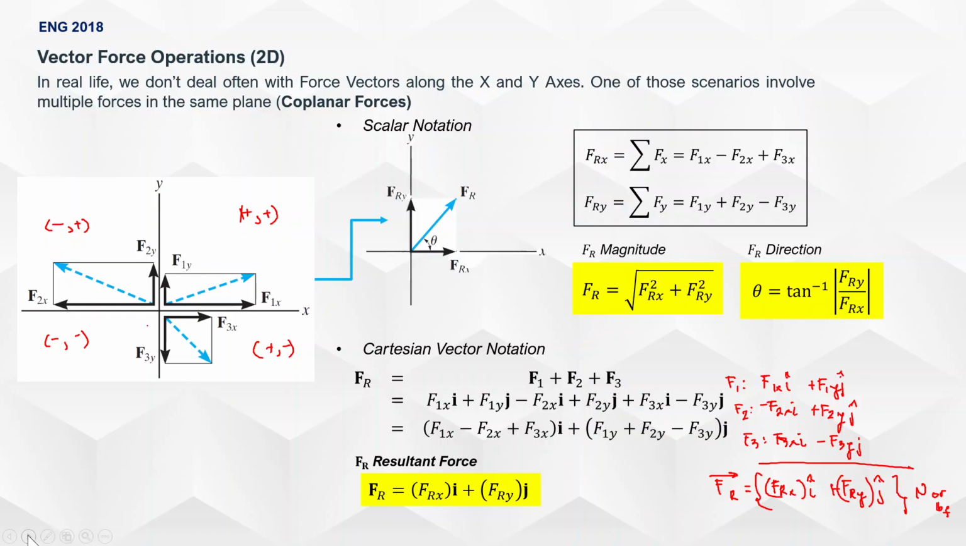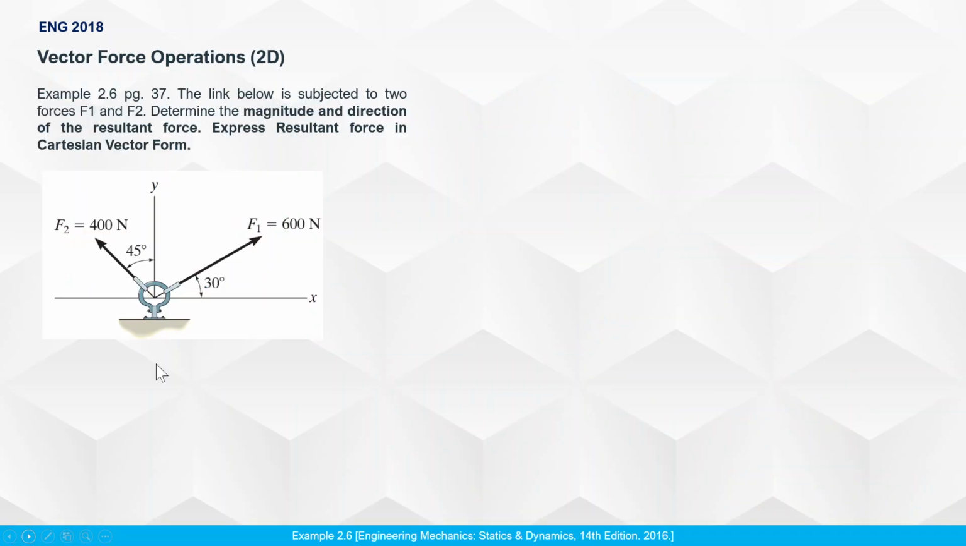Okay? Sige. To understand this better, let's try solving a problem. For BND, you already know how to solve this, but for CNA, this is how we did it. My solutions are uploaded, but you can follow me step by step here. So we have example 2.6 from page 37. We have a link subjected to two forces, F1 at 600 and F2 at 400.